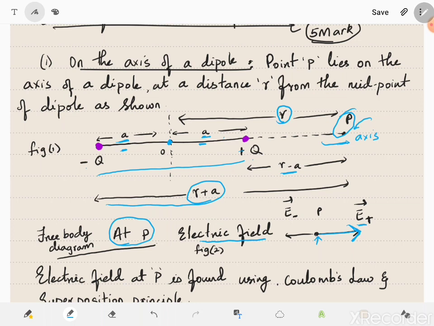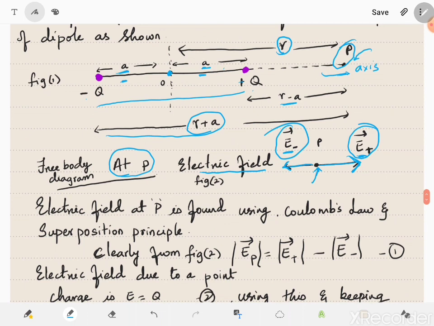And due to a negative charge, the field is going to be towards the negative charge itself, which is going to be E minus and E plus. So therefore, at point P, the net electric field is going to be the vector sum of E plus and E minus. So clearly from this figure, we may write the electric field at point P is equal to the modulus of electric field due to a plus charge and the modulus of electric field due to the negative charge.